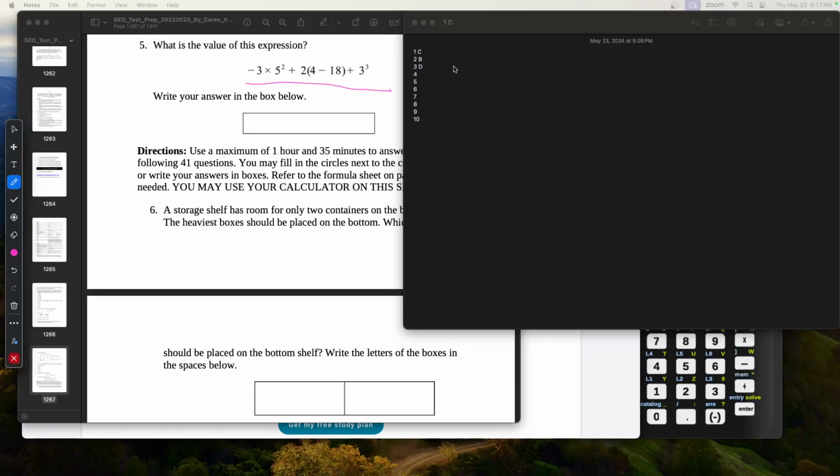So we have negative 3 times 5 squared plus 2 times, in parentheses, 4 minus 18, close parentheses, plus 3 to the third power. Okay, so hopefully you're familiar with PEMDAS, right? We definitely start with parentheses, so let's go ahead and do that. What is 4 minus 18? Can you do that?